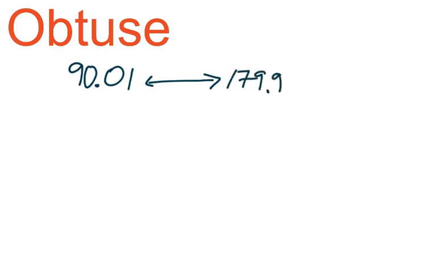Last but not least is an obtuse angle. Obtuse means anything that is greater than 90. So it could be like 90 and 1/100th. That is technically greater than 90. All the way to less than 180. So it could be 179 and 9/10, but it could not be 180.